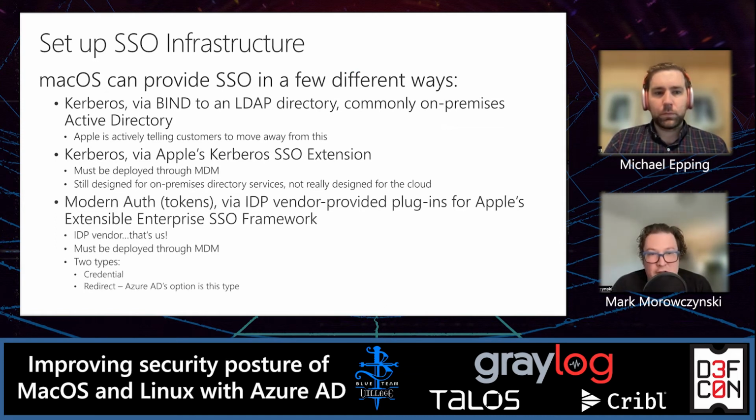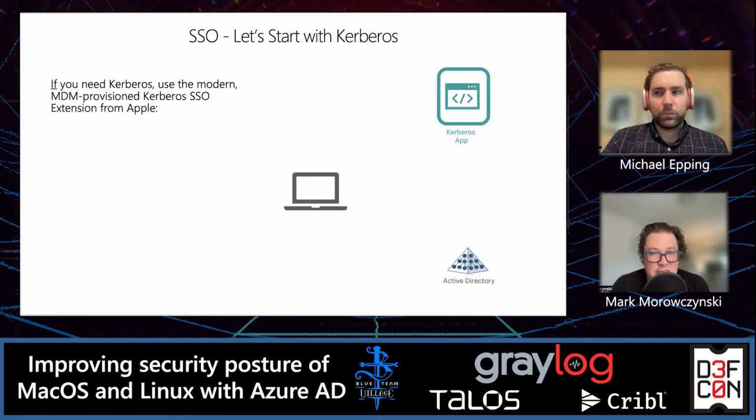But if you do have cloud apps, you're going to want to move to Apple's Extensible Enterprise SSO framework. I have to say that multiple times during this presentation. I guarantee I'm going to mess that up in a word salad, so just know if I start stumbling, I'm probably talking about this. This framework allows IDPs to create a plugin so they can get single sign-on to those modern authentication applications using tokens. I'll cover that in a little bit. So what do you need to do this? First of all, you need an IDP vendor. That's us, that's Azure AD. And you need to be able to deploy that via MDM.